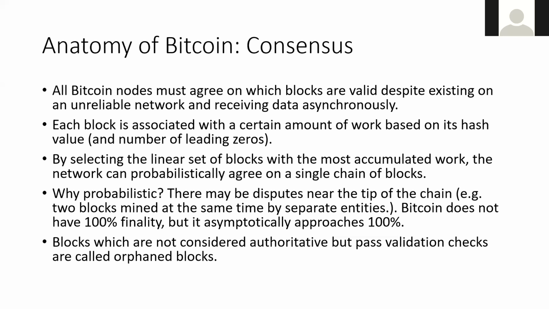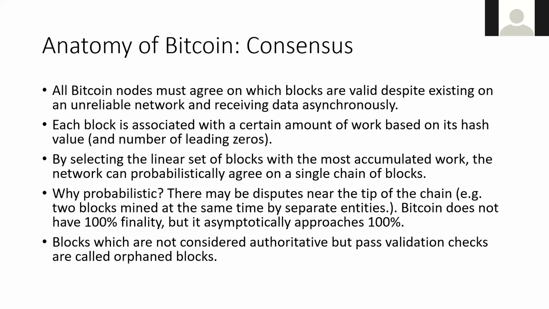So as I mentioned, each block is associated with a certain amount of work based on its hash value. So how the network deals with this is each full node selects the linear set of blocks in this directed acyclic graph of blocks with the most accumulated work. And in that way, the network can probabilistically agree on a single chain of blocks. And you might wonder, why is it probabilistic? So there can sometimes be disputes near the tip of the chain.